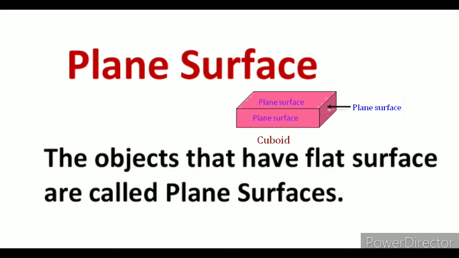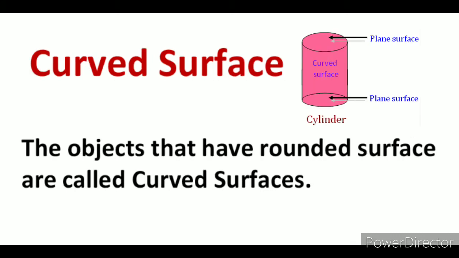Flat surface, you understood? This is flat surface. A cube has a flat surface, okay, and a cylinder has two flat surfaces and one curved surface. Understood? Okay. So what is a plane surface? Objects that have flat surfaces on them are known as plane surface. And what is a curved surface? That which has a rounded surface, as I have shown you, is called curved surface.